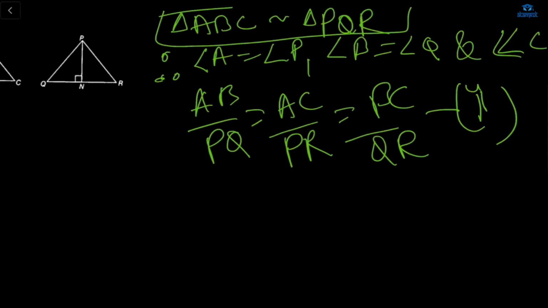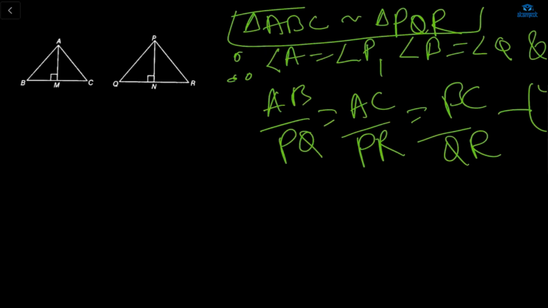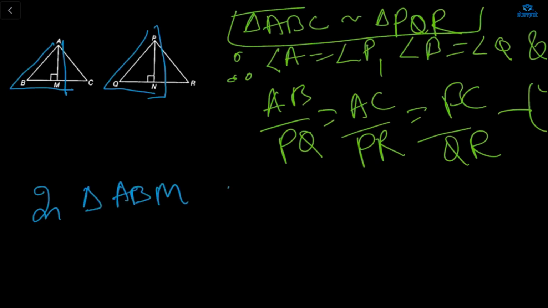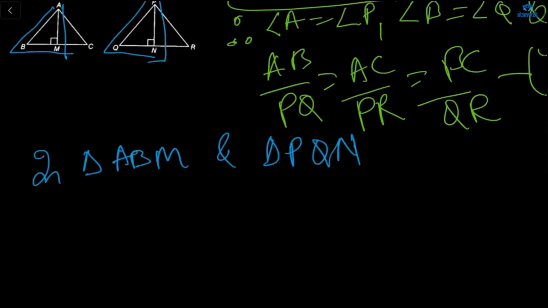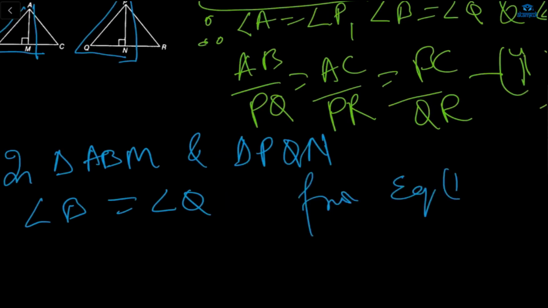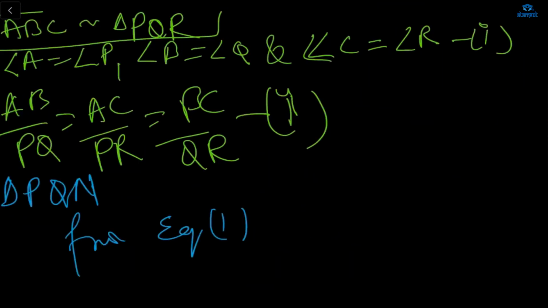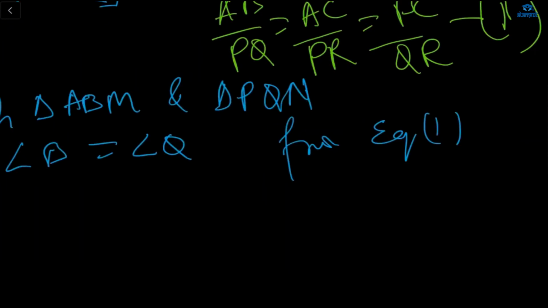Now we will choose triangles ABM and PQN. We are going to take these triangles and prove whether these two triangles are similar or not. So in triangle ABM and triangle PQN, angle B will be equal to angle Q because that is given from equation 1. We already have angle B equal to angle Q. Now, to prove it from the AA criteria, we need another angle.